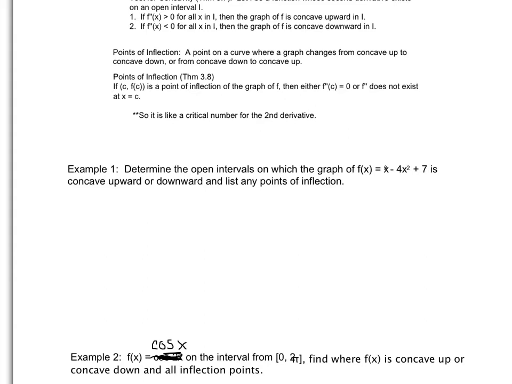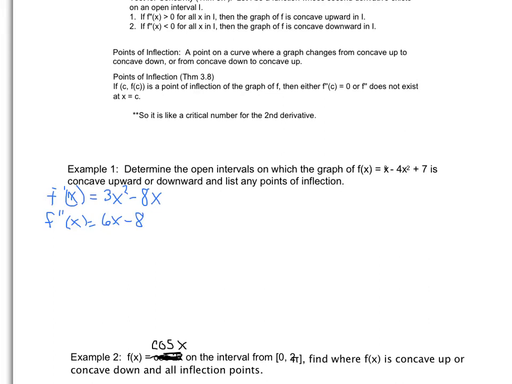Why this didn't copy correctly, I'm not sure, but this is an x cubed. So differentiating x cubed, my first derivative is equal to 3x squared minus 8x, and the 7 goes away. But again, I needed my second derivative, so I'll get 6x minus 8.